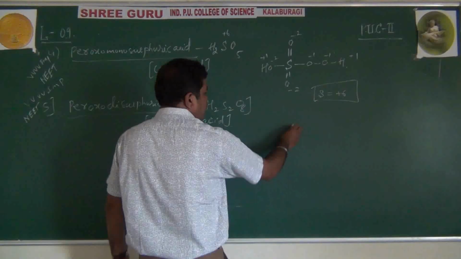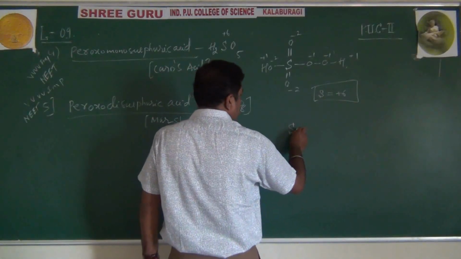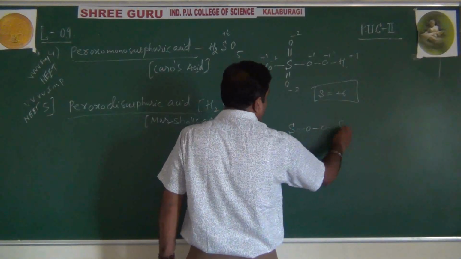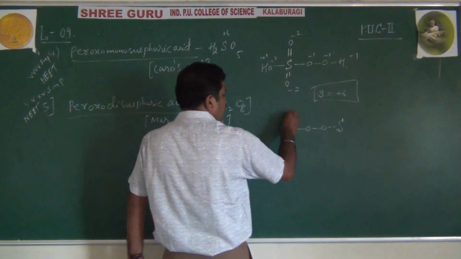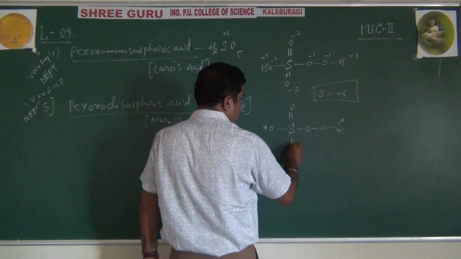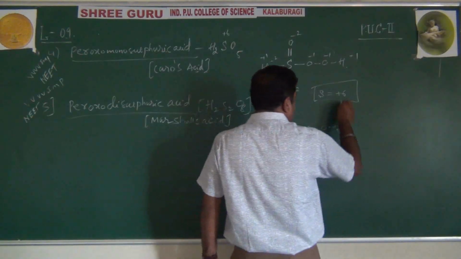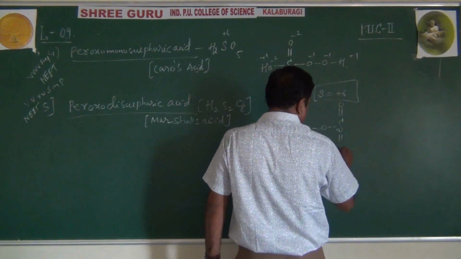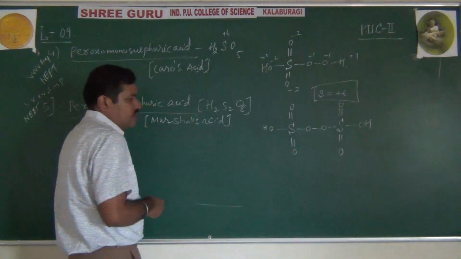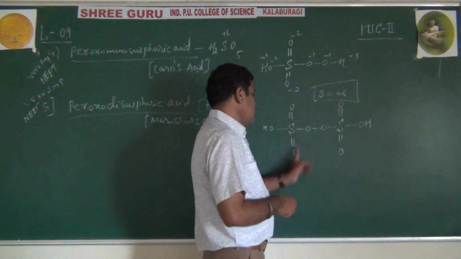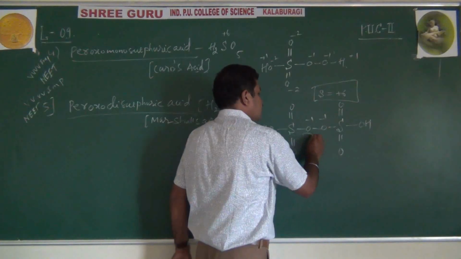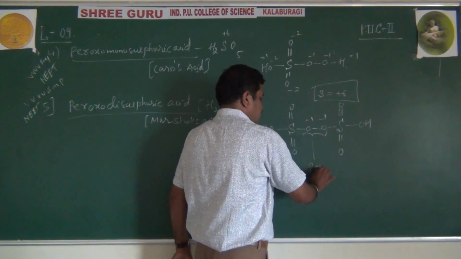Okay, and see here, H2S2O7. Peroxide linkage. First, the structure: S with double bond O, OH, double bond O, double bond O, like this, H2S2O8. See, 1, 2, 3, 4, 5, 6, 7, 8. So once again -1, -1. This is called peroxide linkage.